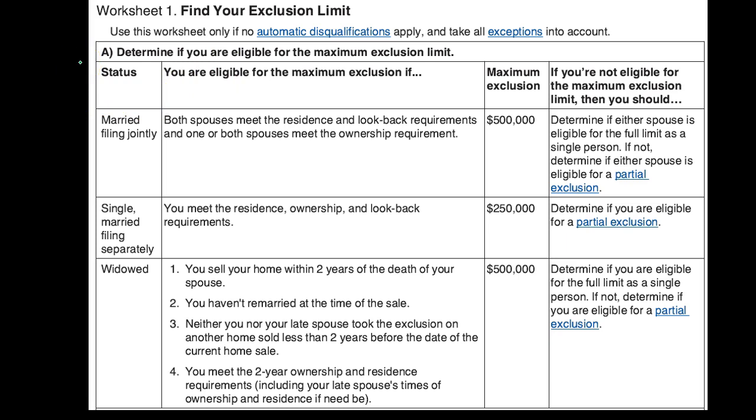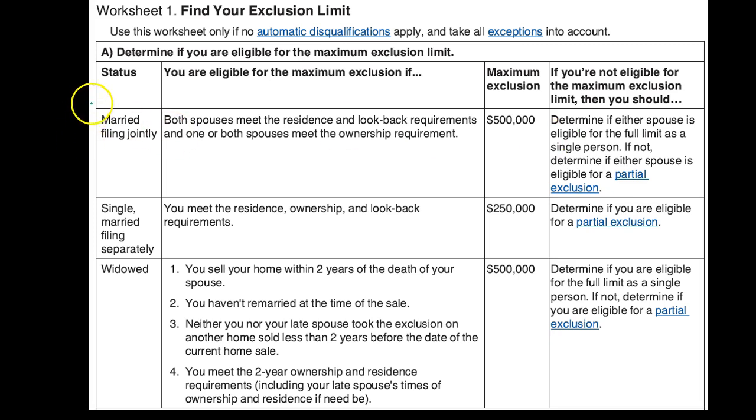So we have up top A, determine if you are eligible for the maximum exclusion limit. We have the headers up top: status, you are eligible for the maximum exclusion, and then we're going to go through the items, the ifs, down below, and the maximum exclusion amounts, which will vary as we go through the status here: married, single, married filing separately, and so on. And then we have if you're not eligible for the maximum exclusion limit, then you should. What should we do next if we can't take the maximum? That's going to be the format of our questioning as we go through this table.